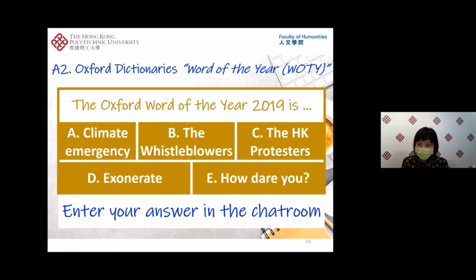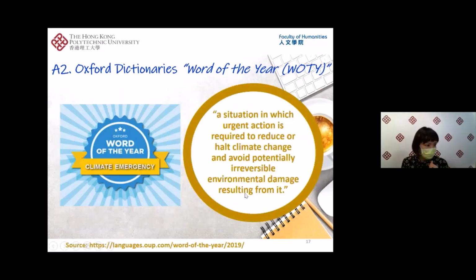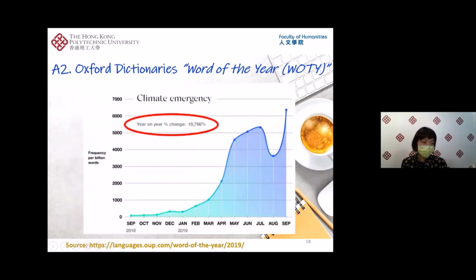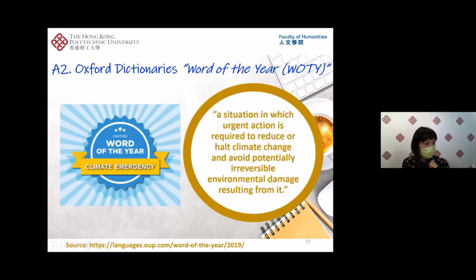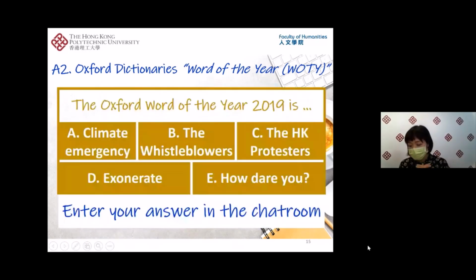All right. Now, if you want to know the source of this chart, one of you is asking me a question, you want to know the source of this chart, and actually it is from the Oxford Dictionary website. You can see the website here. All right. Let's go back to that one. And exonerate, as I said, is actually the word of the year of another online magazine.